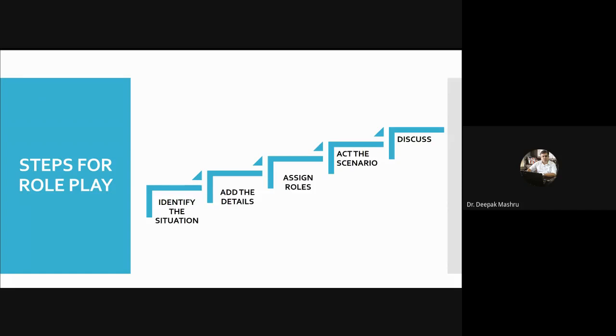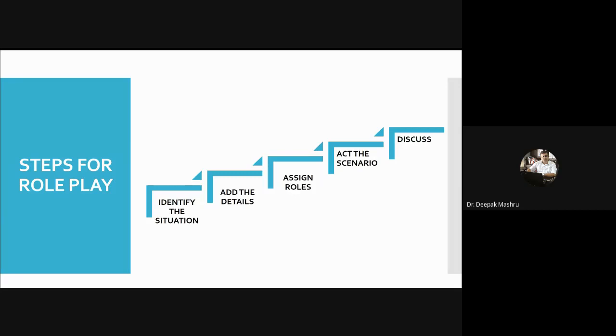Okay, so let's move on to the next phase, the next step for role play. We need to identify the situation. I have identified situations for you. I'm going to give you situations, and I'm going to help you form a team. You know me, I always surprise you with teams. I have designed and selected teams, group wise, and I'm going to share that with you.